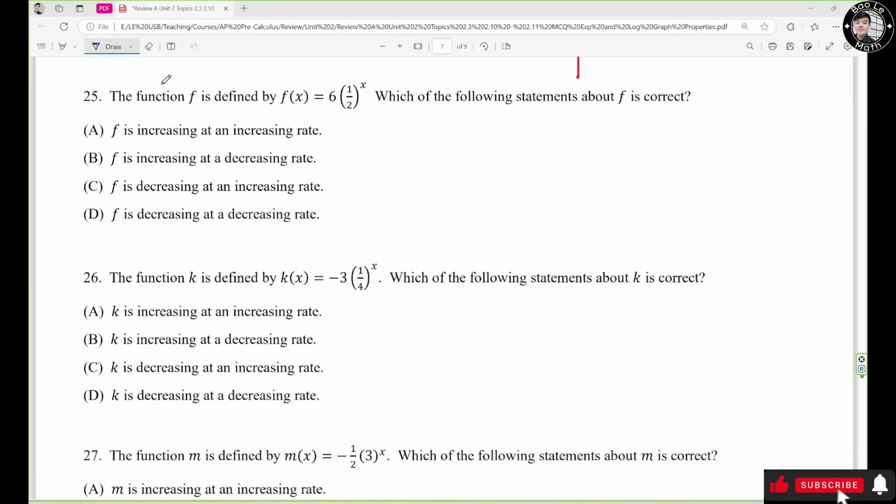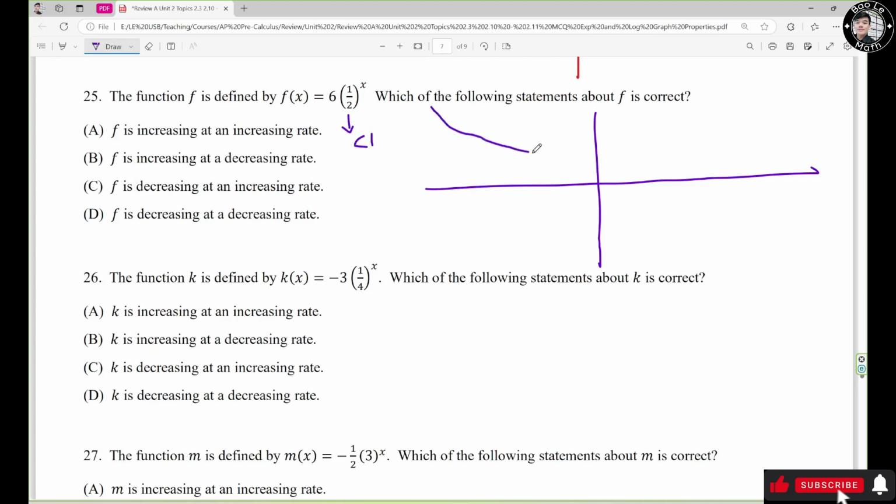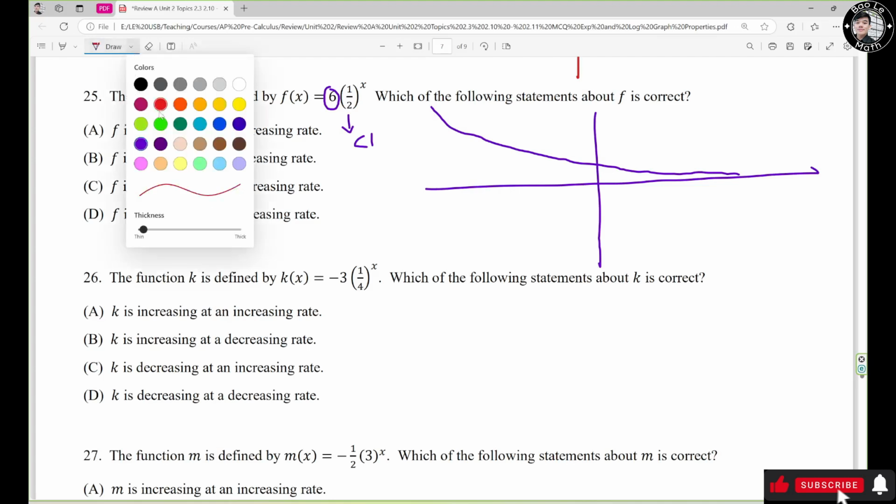Now let's look at question 25. The function f is defined by f of s equals 6 times 1/2 raised to the s, right? Now observe that b right here is 1/2, less than 1, right? So it's going to be an exponential decay function, so it could be something like this. Now, since a is positive, there is no reflection, right?